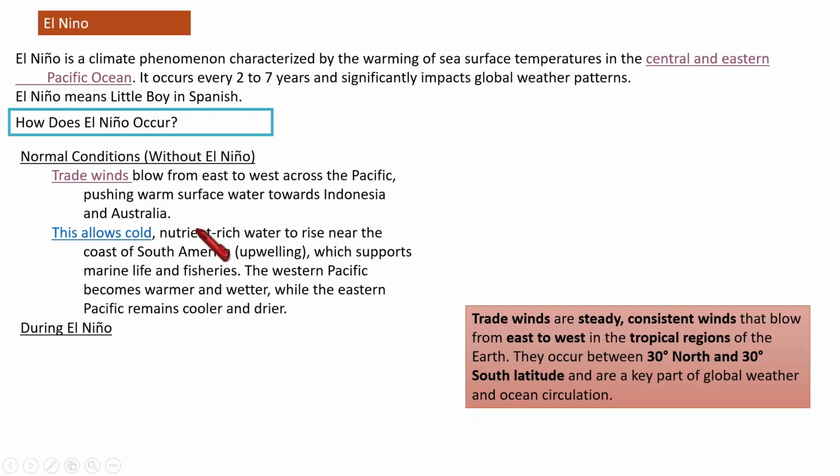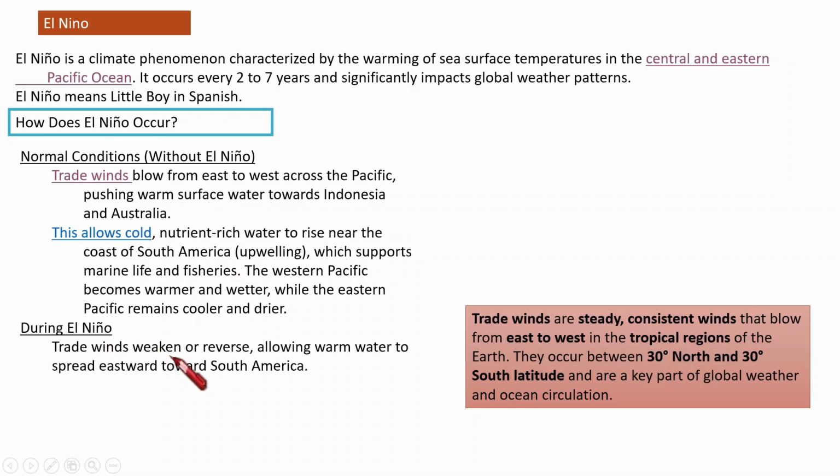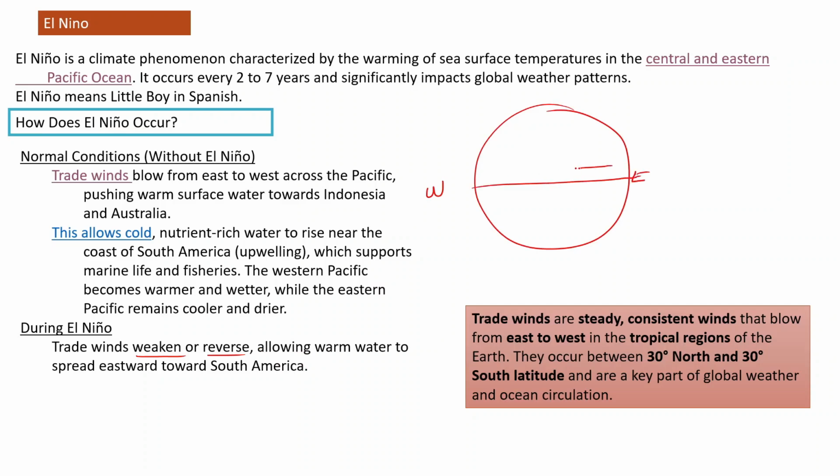Then we are going to see what changes are happening to this normal situation during El Nino. During El Nino, the trade winds, which we know used to carry warm surface water towards the west, get weaker or reverse direction. Normally they carry warm surface water to the west, but instead, as they get weaker, the warm surface water will move in the opposite direction.